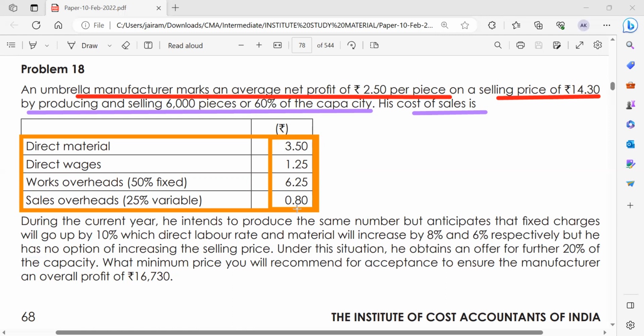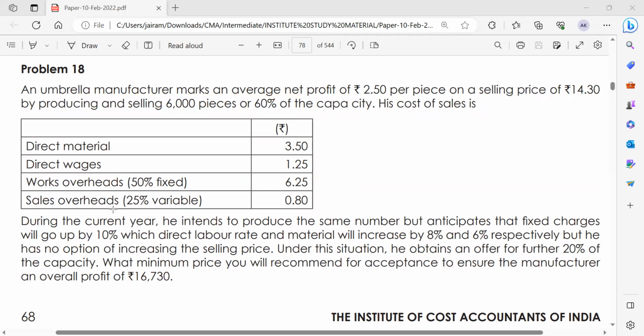Out of this 11.8, material and wages are fully variable. For the rest, works overheads and sales overheads, you have to separate fixed and variable.